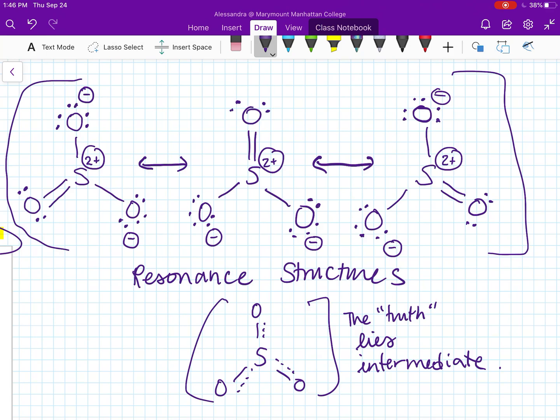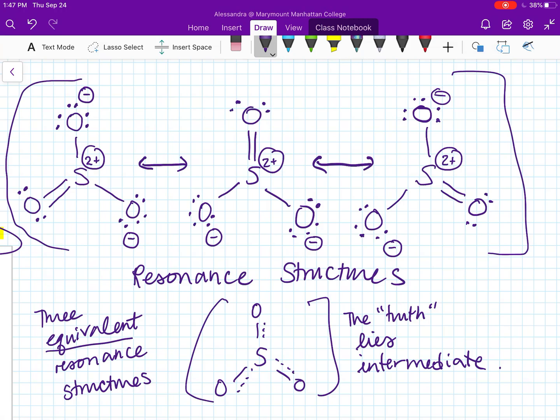So these are 3 equivalent resonance structures, and all of them contribute to the truth of the SO3 molecule. This makes them different from the resonance structures that we drew for carbon disulfide. One of those was better than the other, but here they're all the same, just rotated 120 degrees.